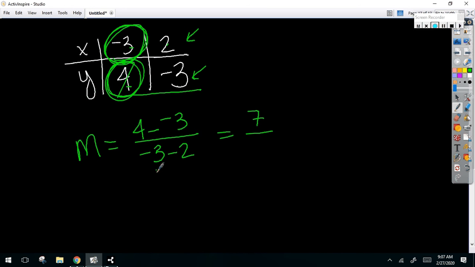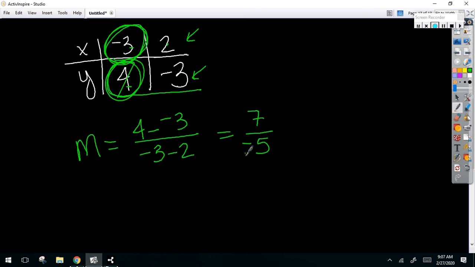That's exactly right, CJ. What's -3 minus 2? -5. This time I have a negative slope, so what is my line going to look like? You going down. Downhill. That's right, downhill. There you go.